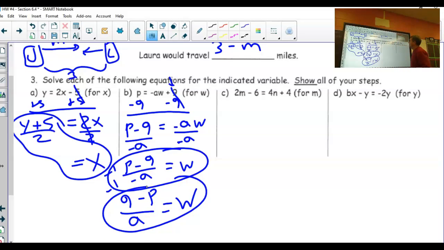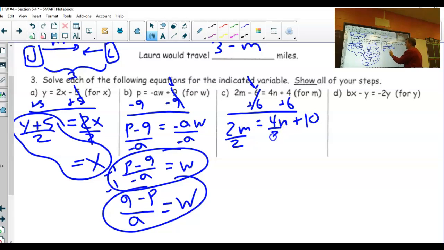In letter C, I want to get the m by itself. So first I need to get rid of the 6 by adding 6 to both sides. Now the 2m is by itself. And then I would divide everything by 2. And I would get m equals 4 divided by 2 is 2, and 10 divided by 2 is 5.